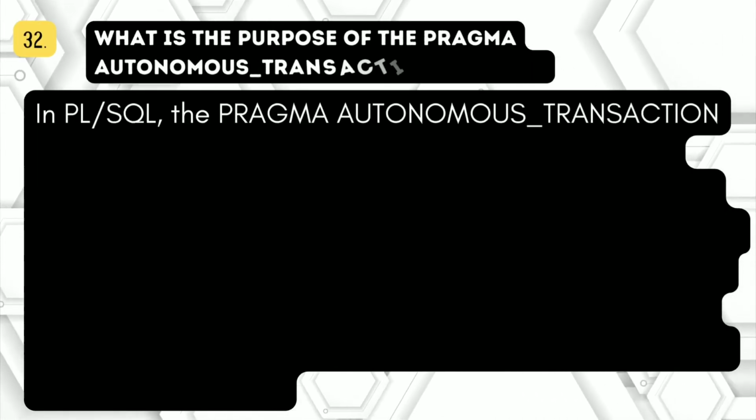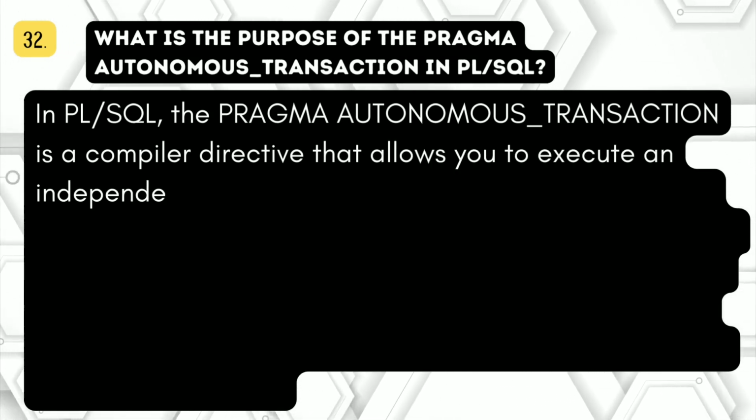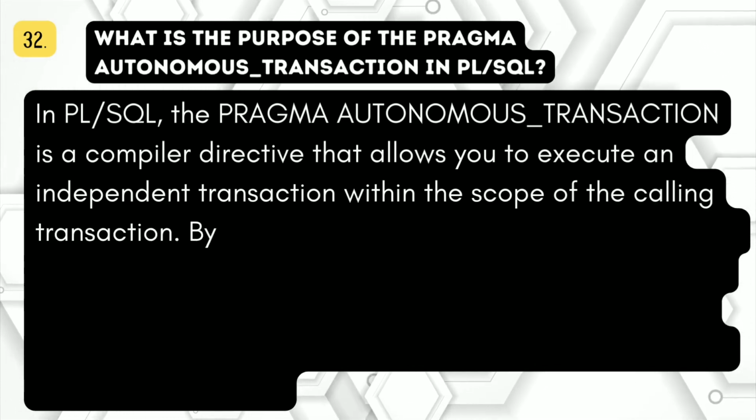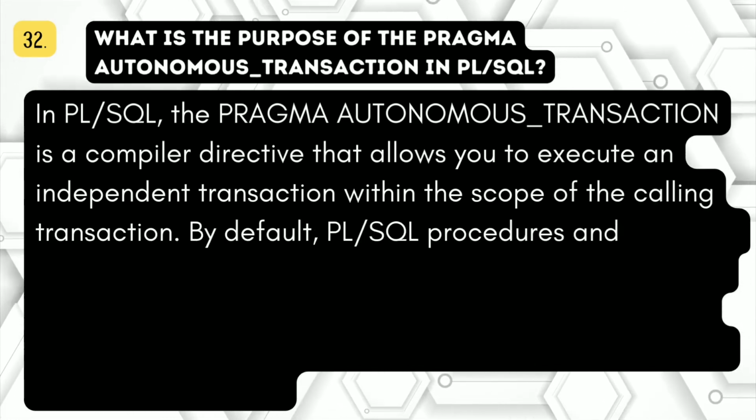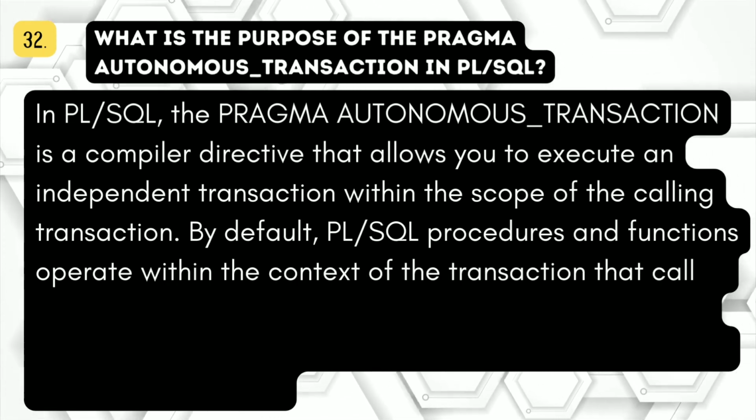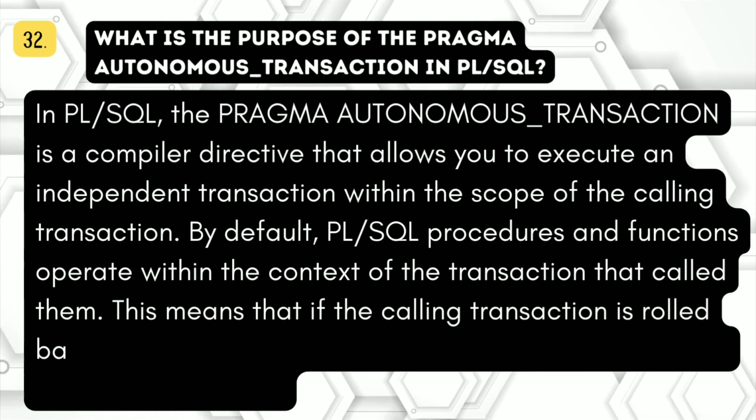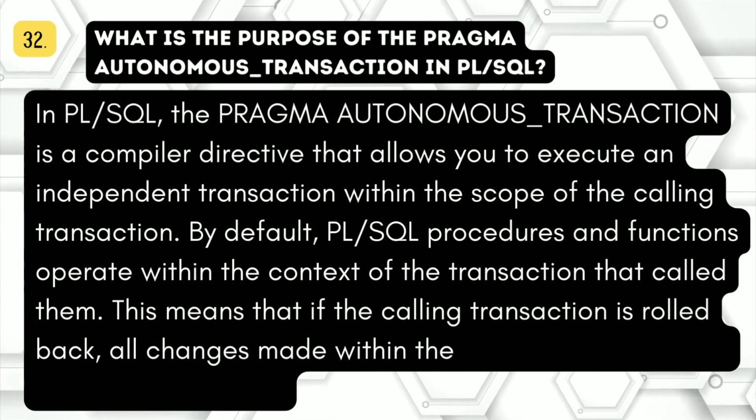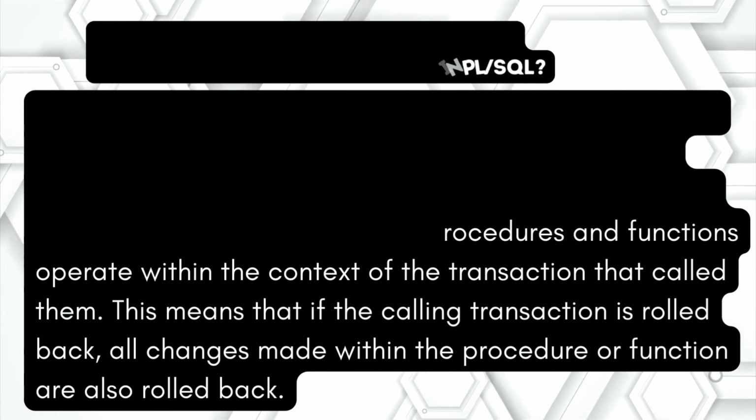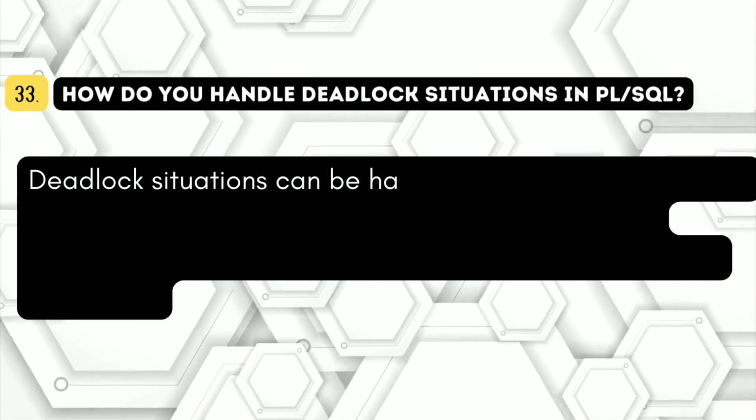Then question number 32. What is the purpose of the PRAGMA AUTONOMOUS_TRANSACTION in PL/SQL? In PL/SQL, the PRAGMA AUTONOMOUS_TRANSACTION is a compiler directive that allows you to execute an independent transaction within the scope of the calling transaction. By default, PL/SQL procedures and functions operate within the context of the transaction that called them. This means that if the calling transaction is rolled back, all changes made within the procedure or functions are also rolled back.